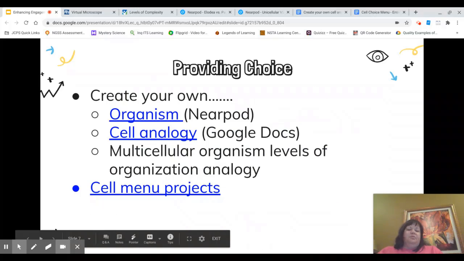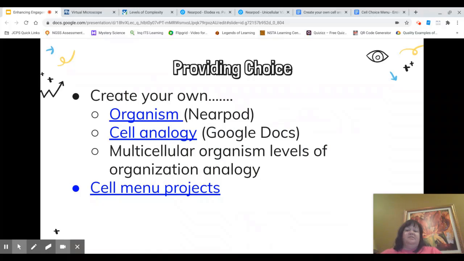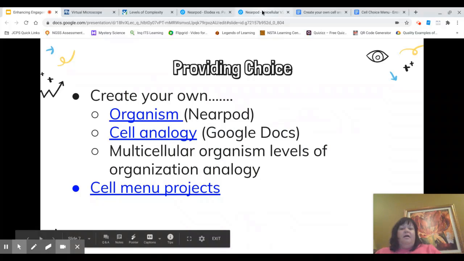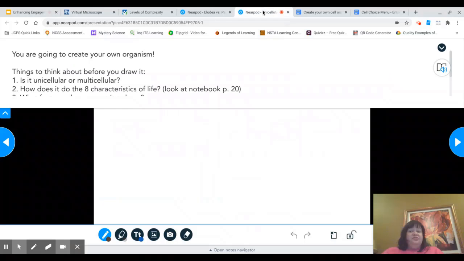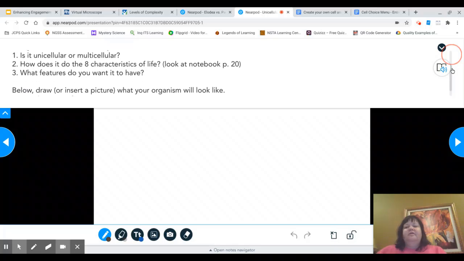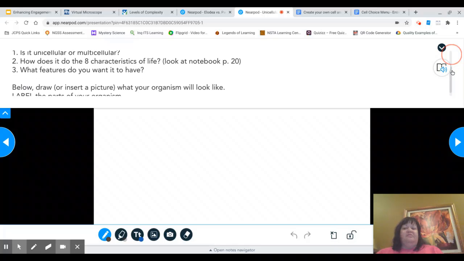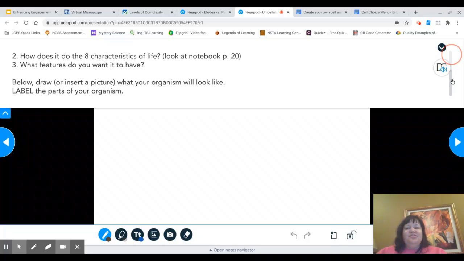Another thing I think is important when you're talking about rich tasks is providing choice. So we did a lot of create-your-own-organism. Since we were talking about unicellular and multicellular organisms, we used Nearpod for that, though you really didn't have to. We had them think about whether their organism could be unicellular or multicellular. How does it carry out the 8 characteristics of life? What features do you want it to have?